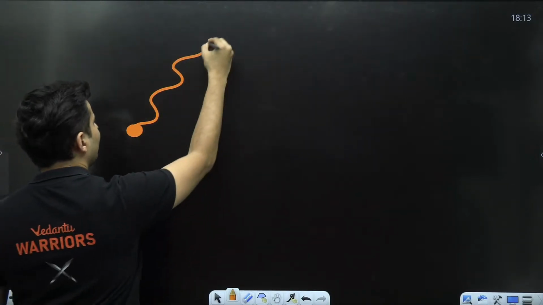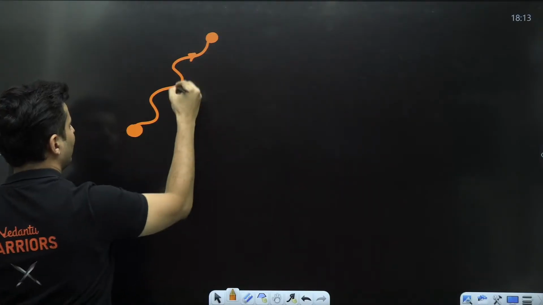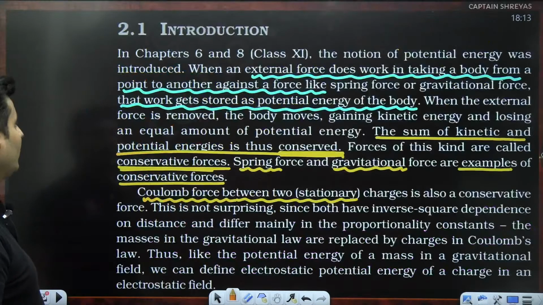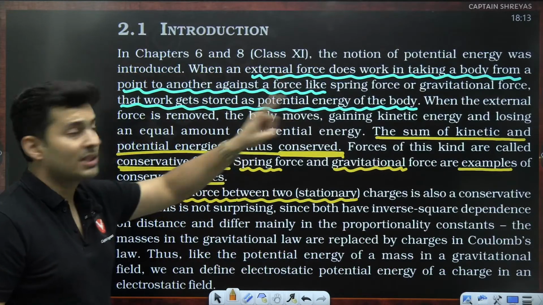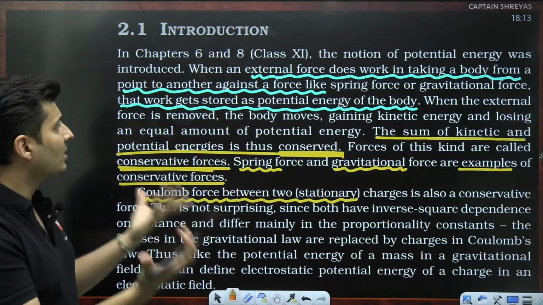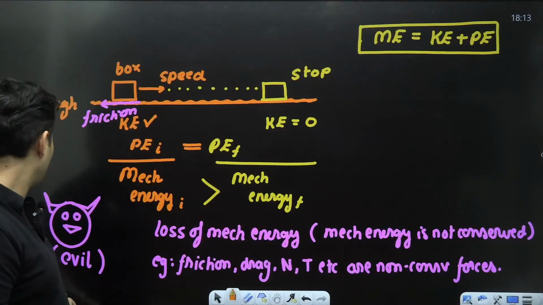I take it somewhere and I finally place it over here along this particular path. Now see, what is this line telling you? An external force does work in taking a body from one point to another against a force like spring or gravity. That work gets stored as potential energy.